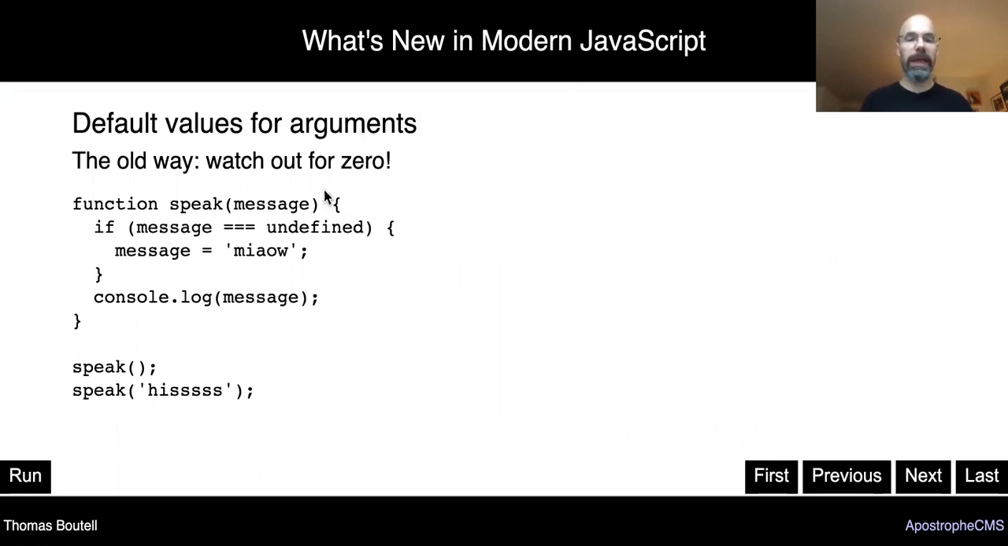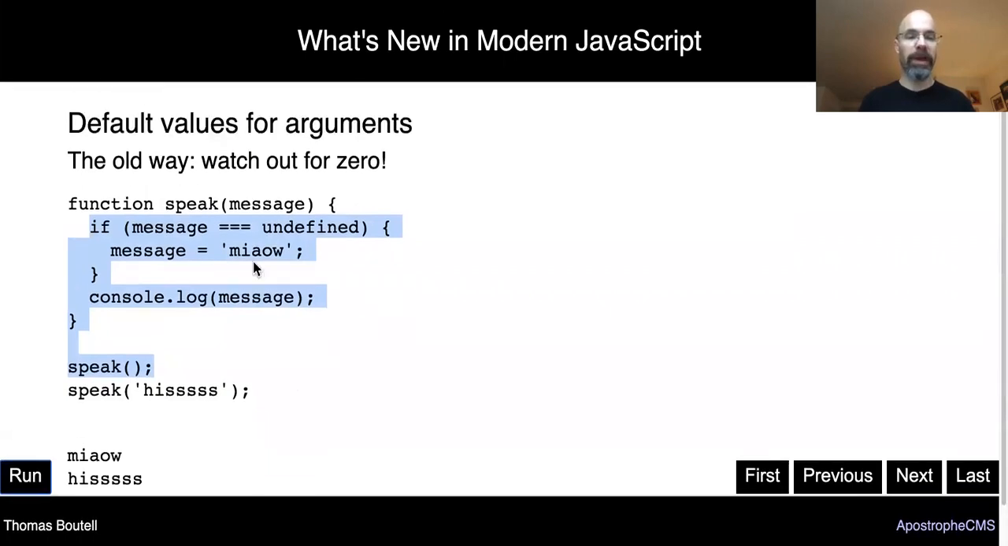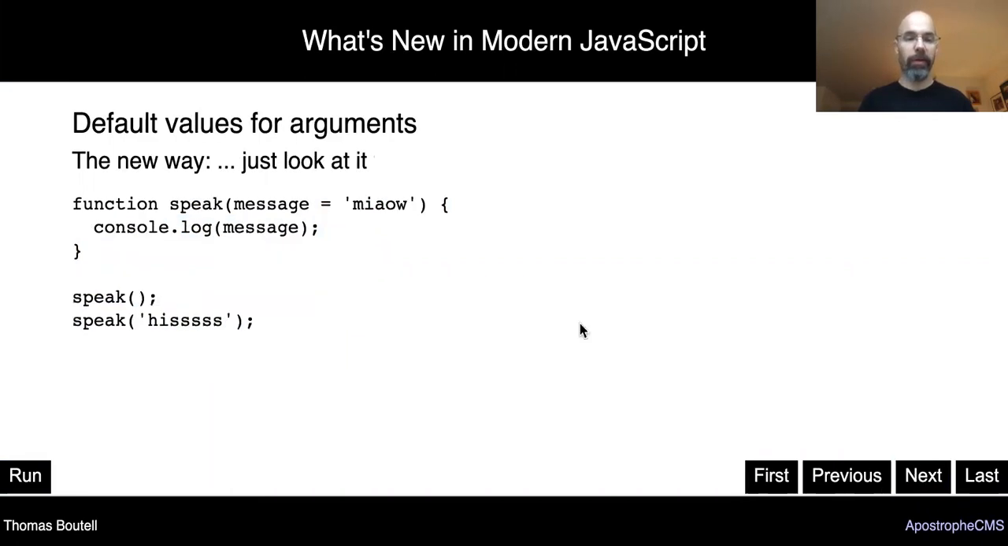Well, in ES5, you might write if message triple equals undefined, message equals meow. That's one way to make a default happen. It works, but if you have a lot of options, this gets unwieldy quickly. So if we look at this in modern JavaScript, we can just write a default right into the function declaration. And again, this is self-documenting. I don't have to have a big comment here saying the default value for message is meow. It's apparent both to me and to the person who's calling my function. So this also goes a long way.